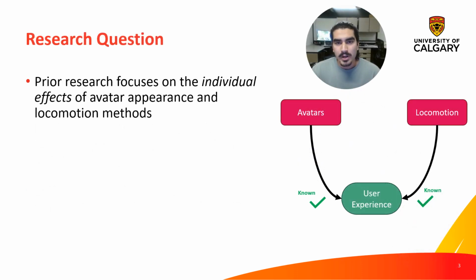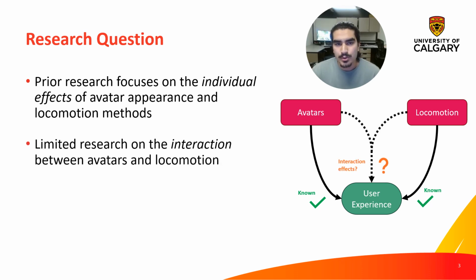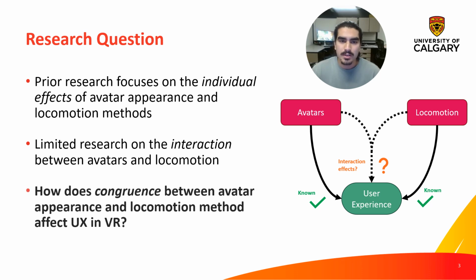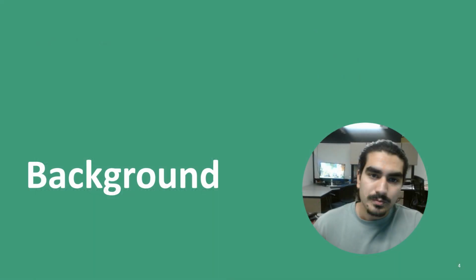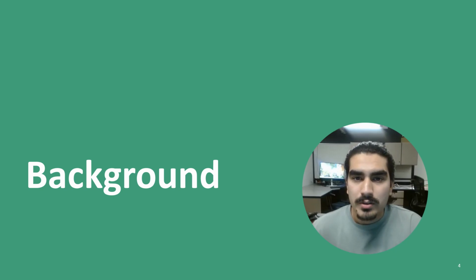There is extensive prior research on the individual effects of both avatars and locomotion methods. However, there's a dearth of research which explores the interaction between these two factors. As such, my summer research project explores the effects that congruence between avatar appearance and locomotion methods have on user experience in VR. Now I'll present a background on self-avatars and locomotion methods in VR.